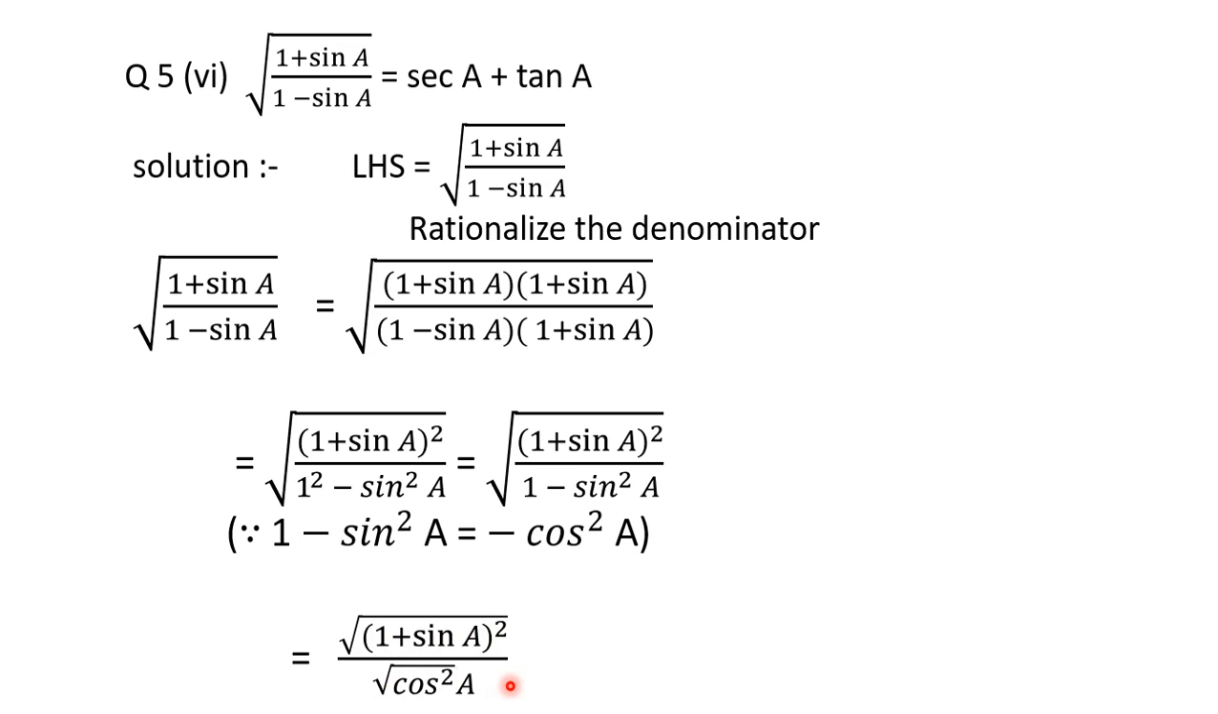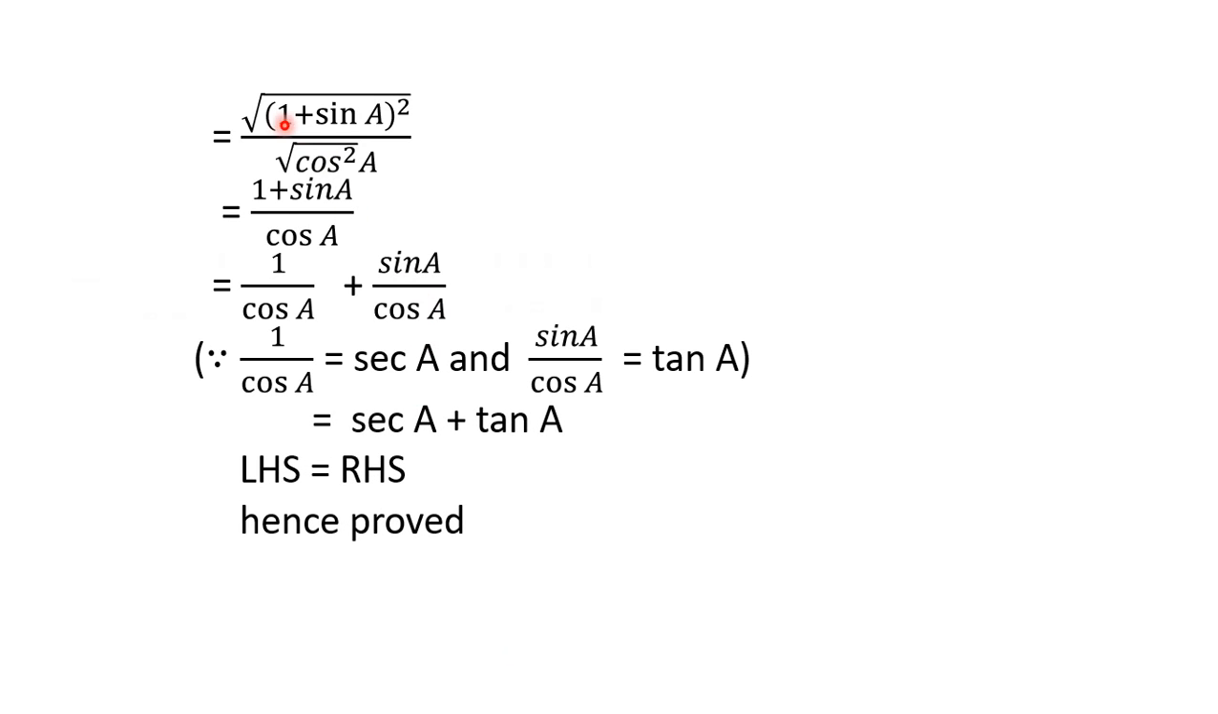Then in the numerator, this square and this square root cancel out, so we get 1 plus sine a. Similarly in the denominator, this square and this square root cancel out, so we get cos a. So now we have 1 plus sine a upon cos a.